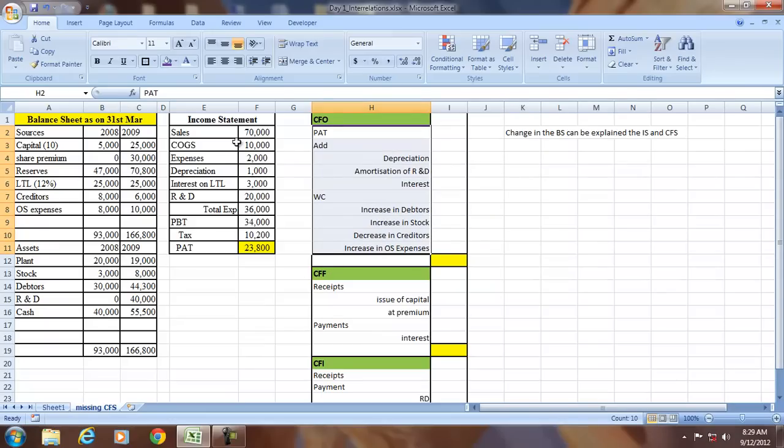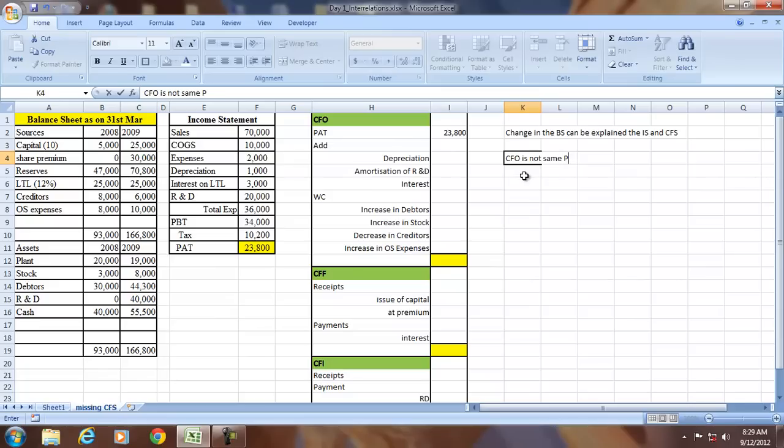So we'll start by determining the cash from operation. In other words, we are trying to use the Accounting Standard 3 format to determine the cash flow statement. So cash from operation can be determined as an adjusted profit. Profit is given as 23,800. We know that CFO is not the same as PAT due to the following.